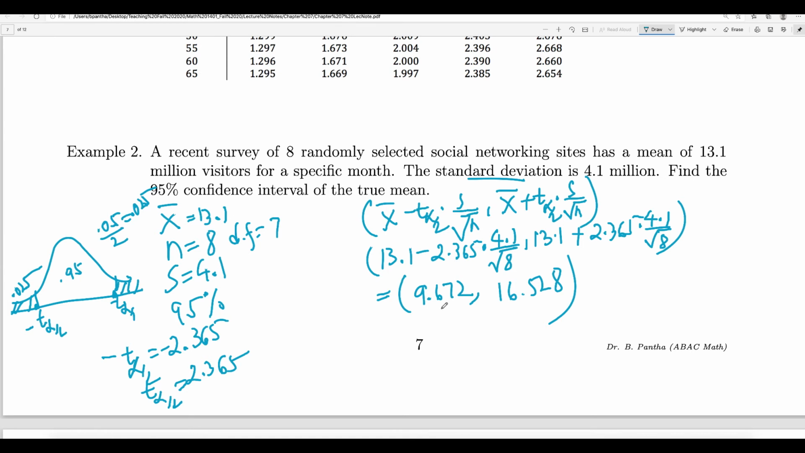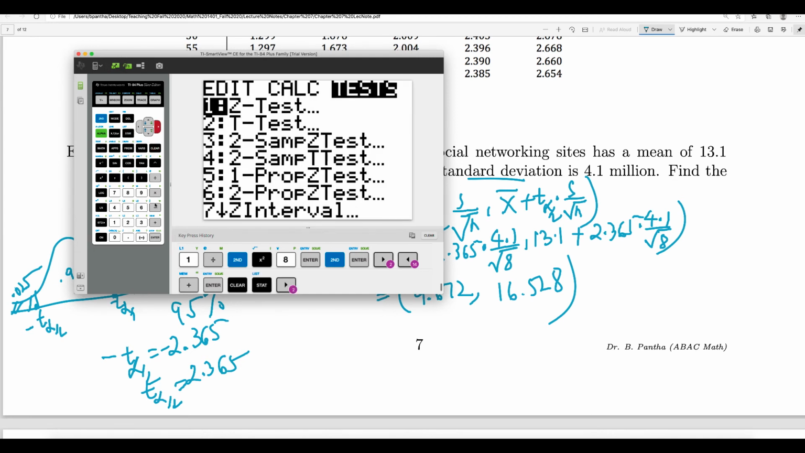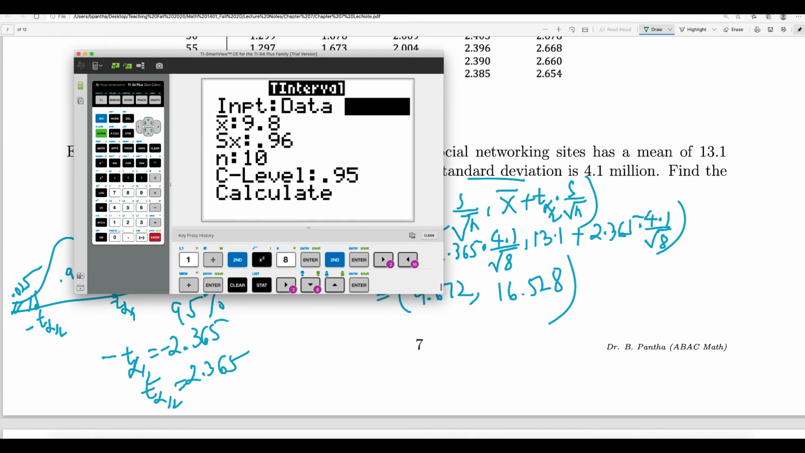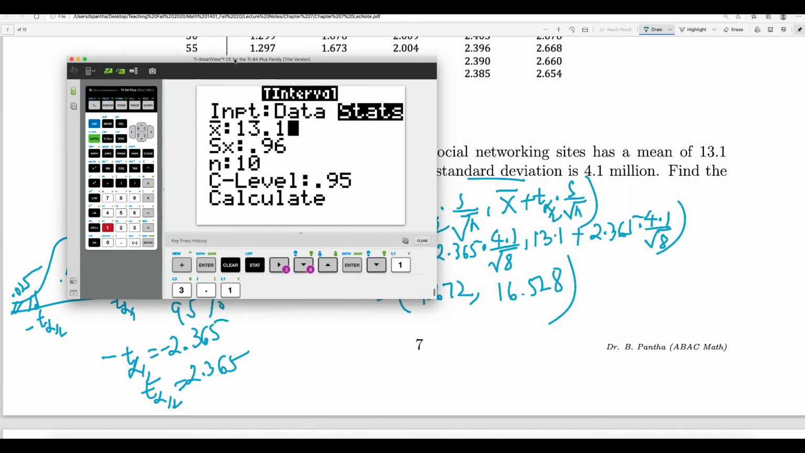Okay, this is by doing it by hand, but we can do the same thing using the calculator directly. How do I do that? Go to STAT, then TESTS, and then go down to TInterval, not T-Test, TInterval. Hit enter, and then we have Stats, we don't have data here. Statistic x bar is 13.1. And then Sx is 4.1. S is Sx, so the sample standard deviation is Sx here. 4.1. And then n is 8, the sample size is 8.